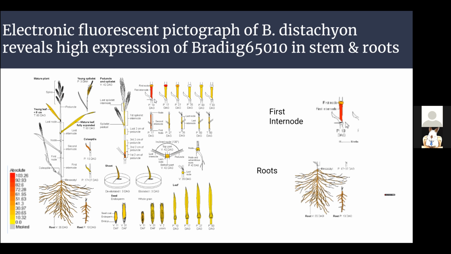the highest expression. And specifically, we see that the highest expression is in the first internode, indicated by the red color, and then the second highest expression is in the roots, indicated by the orange color. And this supports our hypothesis because it shows that it's involved in growth and structure.